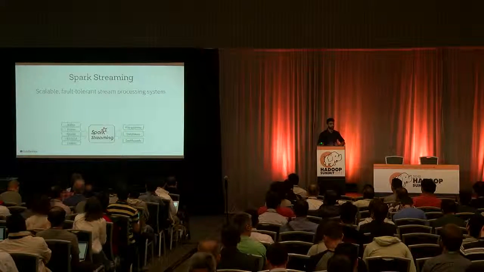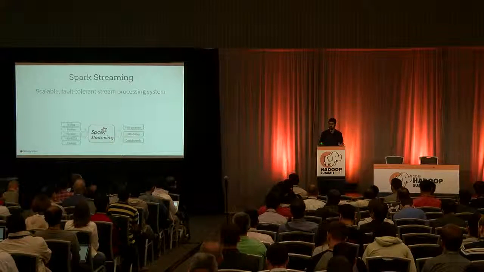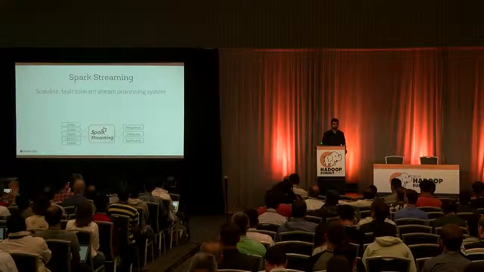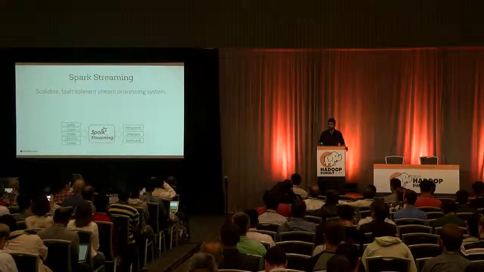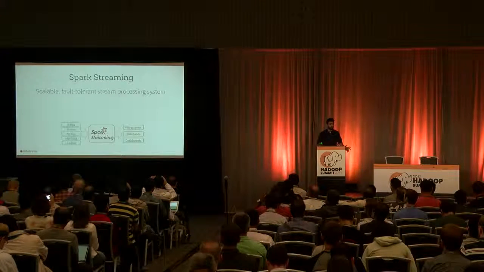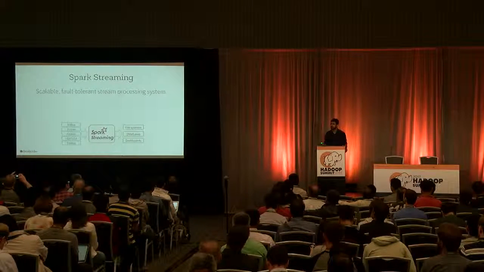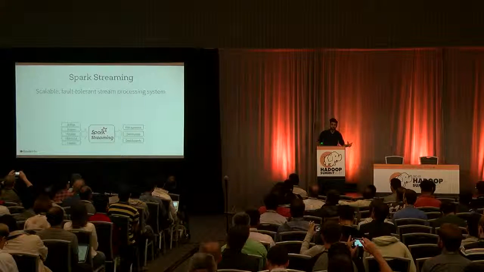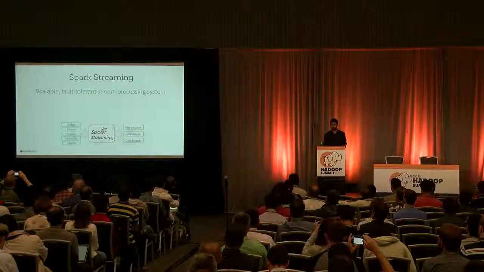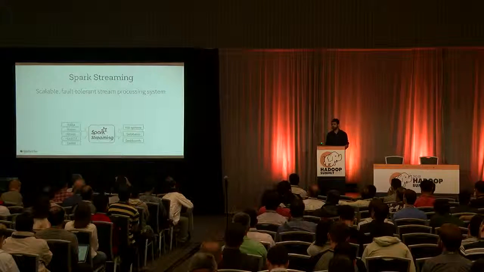So for those who are not familiar, to bring everyone on the same page, Spark Streaming is a scalable fault-tolerant stream processing system. It can take data from lots of streaming sources like Kafka, Flume, Kinesis, plain old Hadoop file system and S3, as well as sockets, Twitter, etc. Process all the data in real time or near real time and push them out into file systems, databases, dashboards, etc.